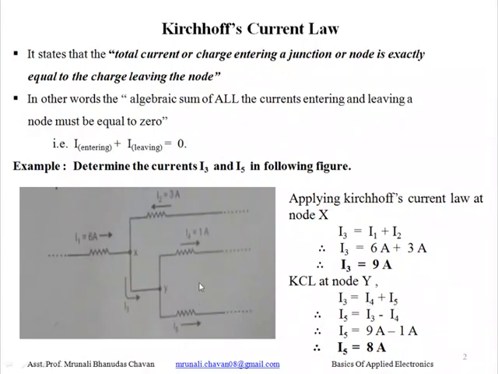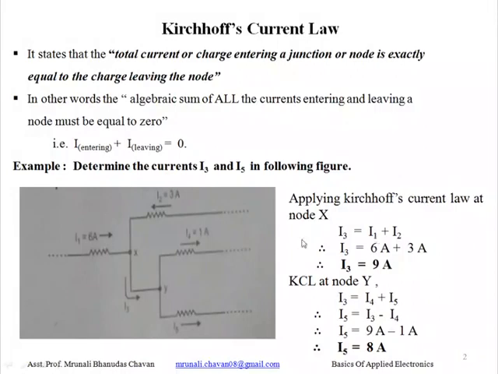Now we have to write the equation for I5 here, because I3 we had calculated, I4 is given here. So we can write the equation for I5 as I5 is equal to I3 minus I4. Just we had rearranged this equation. Then we put the value of I3 9 ampere, I4 is 1 ampere, and we will get I5 is equal to 8 ampere. So by applying Kirchhoff's current law, we can calculate the currents in the circuit.